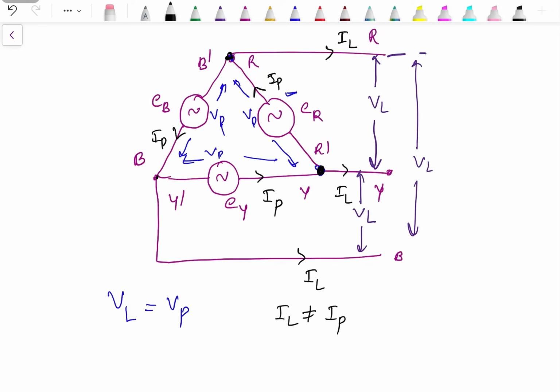So the next video will be on deriving the relationship between line current and phase current in case of delta connection, and line voltage and phase voltage in case of star connection.